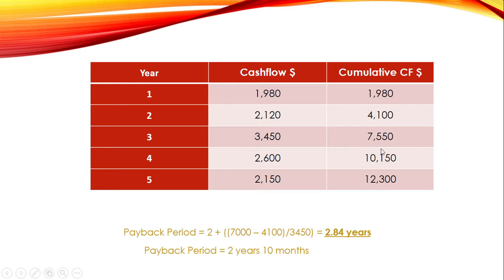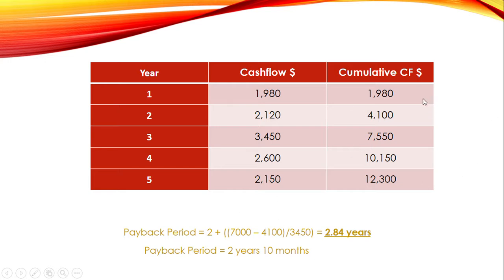The cumulative cash flow becomes 7,550. We don't need to calculate the year 4 and year 5 cumulative cash flows because we already recover our $7,000 initial investment in year 3. Now we have to calculate the payback period.